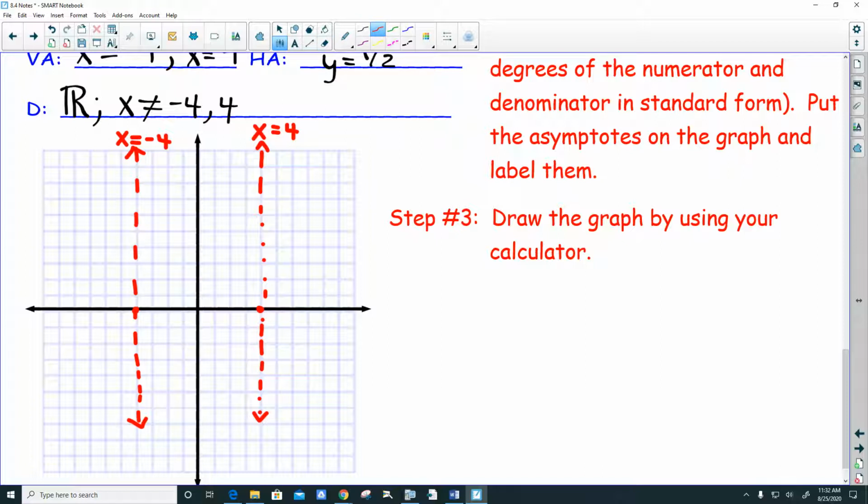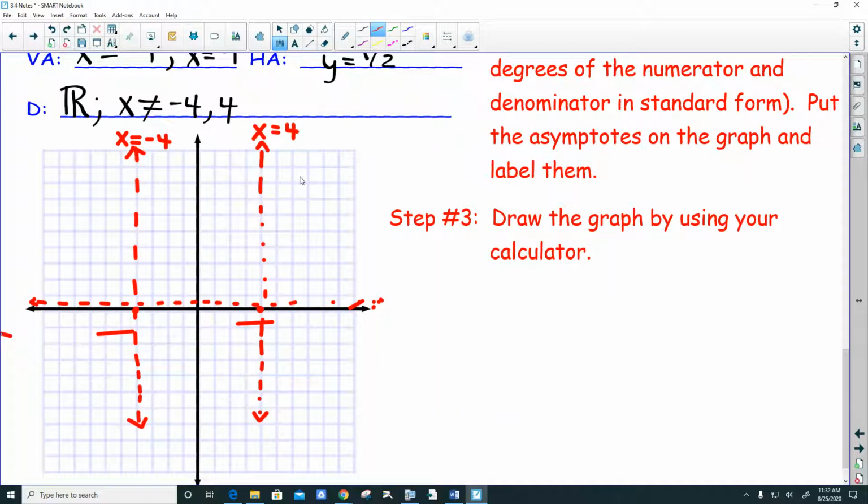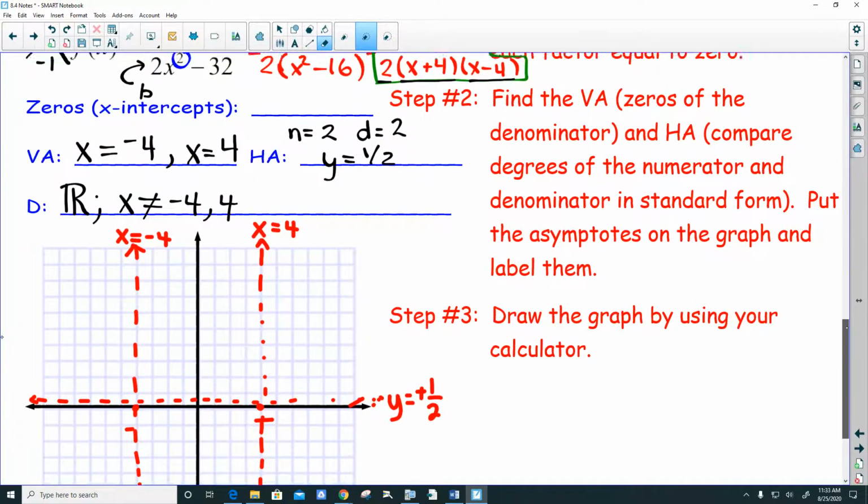All right, we're just going to eyeball this. Right across where y is 1/2. Always label. Always label off to the side. That's positive 1/2. Okay. I'm going to try to clean up these extra lines that it just threw in there. All right, so we've got our horizontal asymptote and our 2 vertical asymptotes.